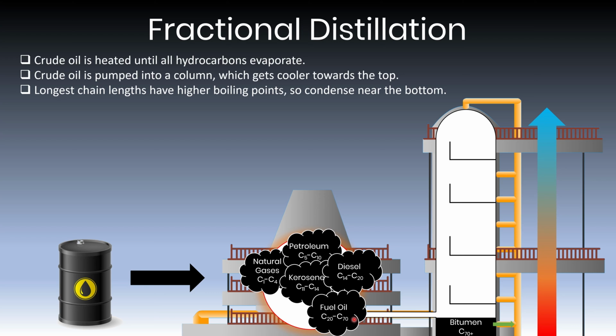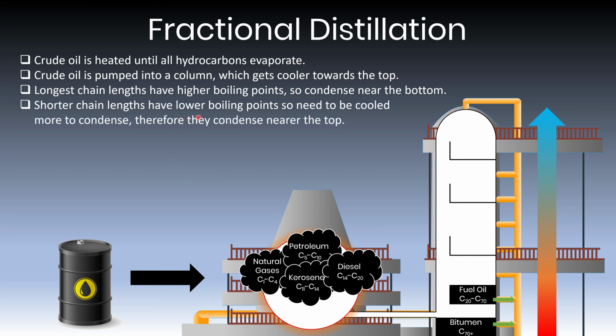Fuel oil has the next longest chain length. It wouldn't condense right away as it enters the column because it would still be too hot down the bottom, so its vapours would rise up a little bit before reaching a zone of the column where the temperature is just below its boiling point. This would cause it to condense to a liquid, and it would collect in the tray rather than falling back down, and then it would be drawn off.